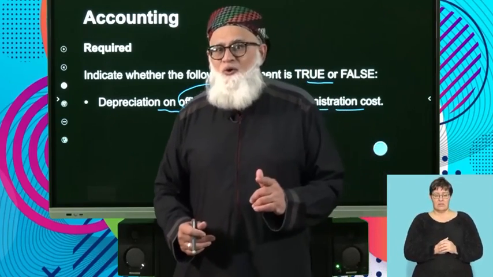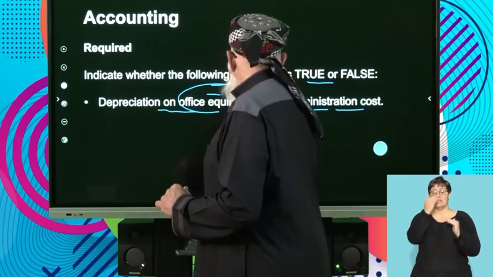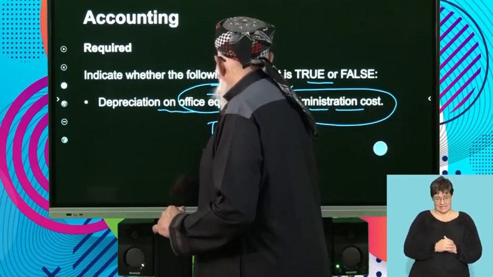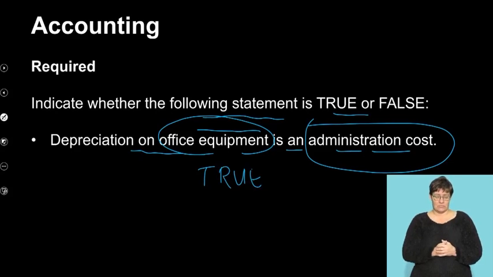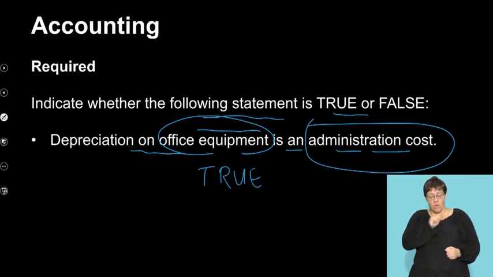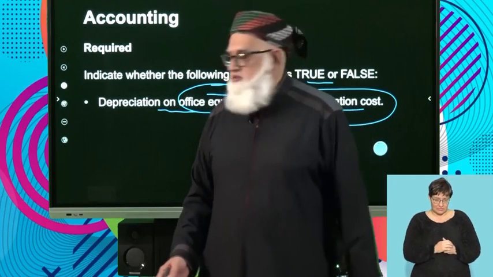Okay, so now this question says depreciation on office equipment, part of admin cost. Certainly this is true because your office equipment is used in the office. It's part of administration. Therefore, that cost component would fall part of your administration cost account. Okay.